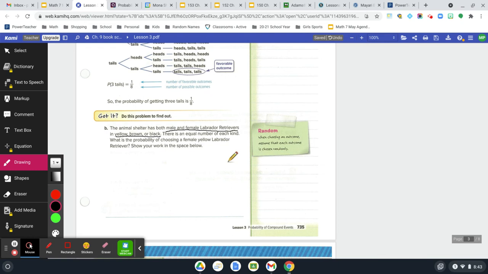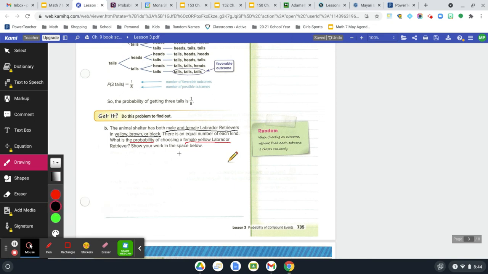What is the probability of choosing a female yellow lab retriever? So I'm going to underline that in red, only because that's the question that we're going to find once we create the tree diagram. We want to know what the probability is of getting that female yellow Labrador.